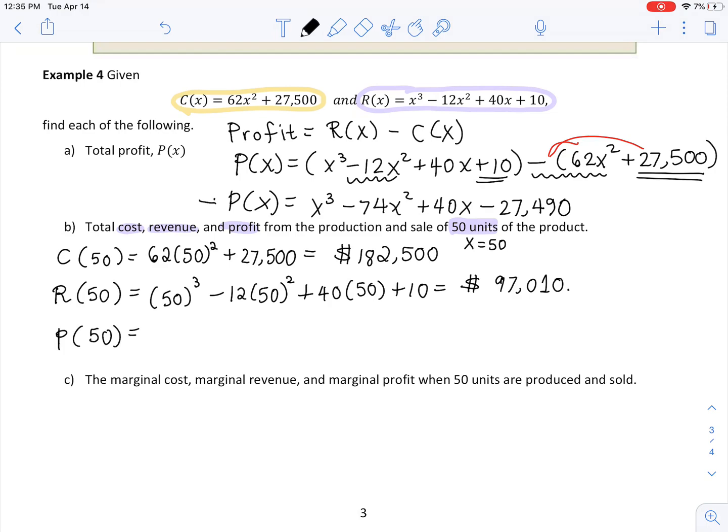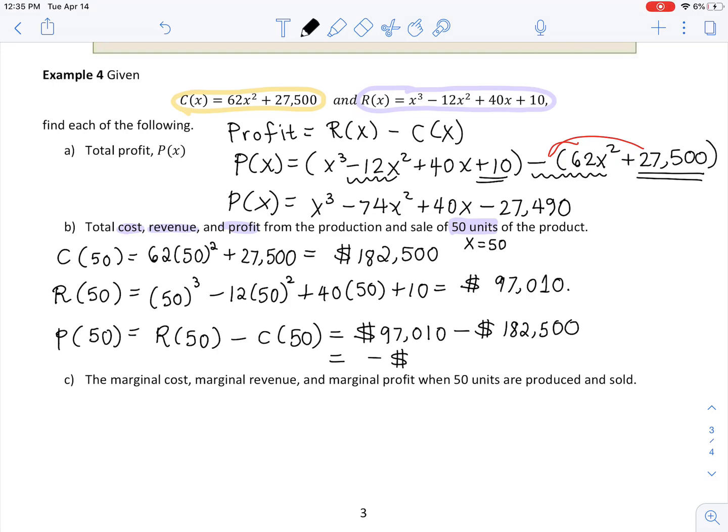Now let's do the profit. I can plug 50 into this profit function if I want, but I also know that profit at 50 is equal to the revenue at 50 minus the cost at 50. That's going to be our two answers that we just found, subtracted: $97,010 minus $182,500. Oh, they're going to have a negative profit. If you subtract them, you will get negative $85,490. What does that mean? There is a loss of $85,490 when 50 units are produced and sold. So what should they do? They shouldn't produce and sell 50 units. They should probably produce and sell more than 50.